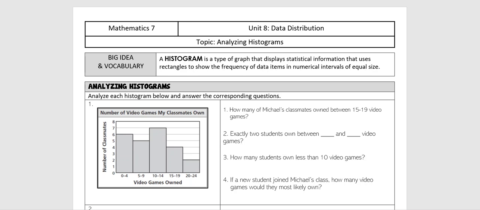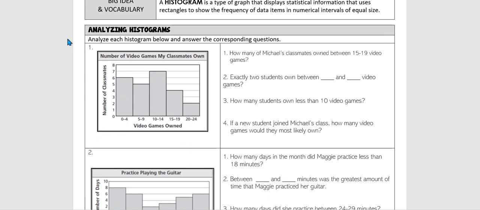Now that we know how to create a histogram, we're going to look at how we can go the other way, where we're given the histogram and we want to see what we know about the data. So in this first example, before I look at the questions, I'm just going to look and see what I know about this histogram. So I can see that we're talking about the number of video games my classmates own. So we're talking about that.